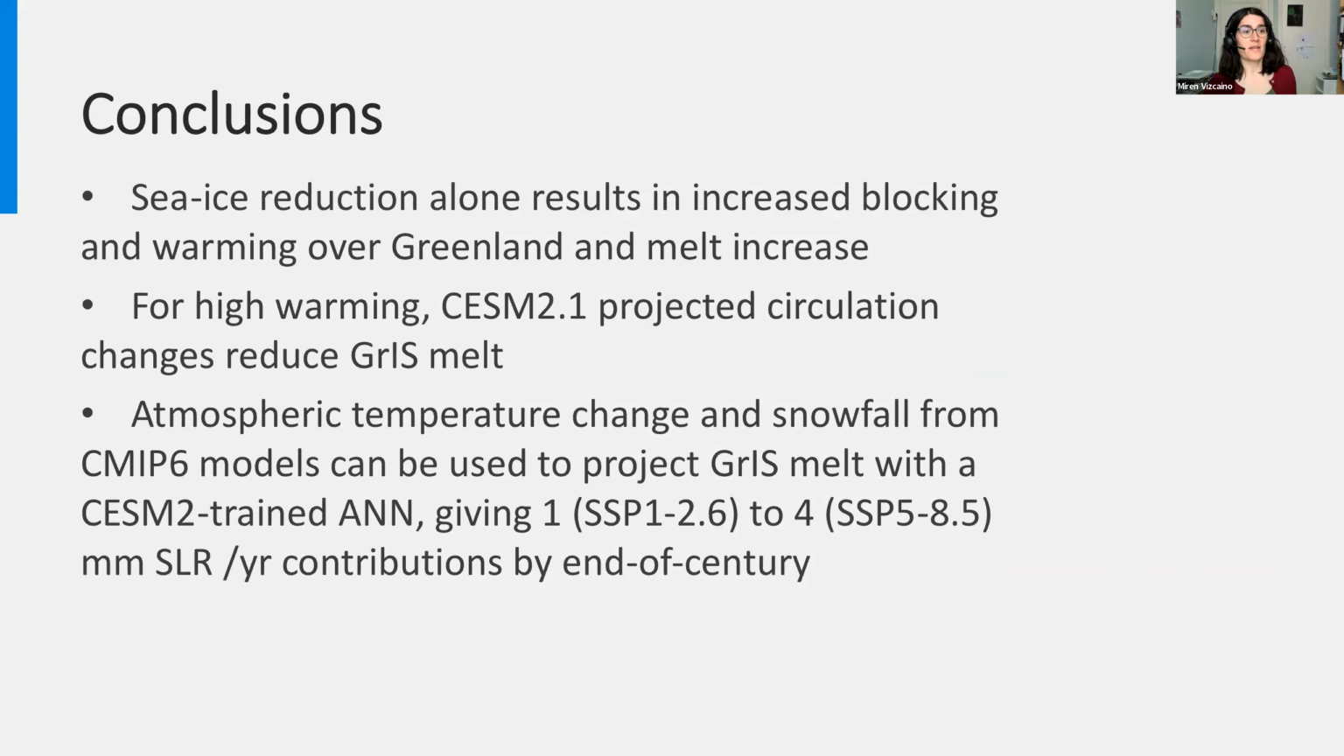Okay, so these are the conclusions. Sea ice reduction alone increases the blocking and warming over Greenland and increases the melt. For high warming, CESM is projecting that circulation changes by themselves reduce the melt, not anything else. And also we have this other study where we use temperature change and snowfall from the CMIP6 models, and we get a projection of melt.